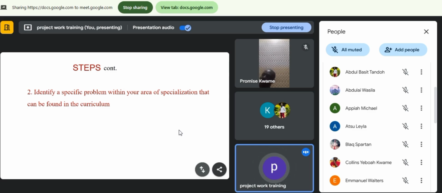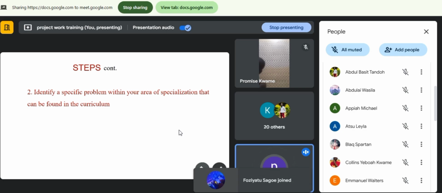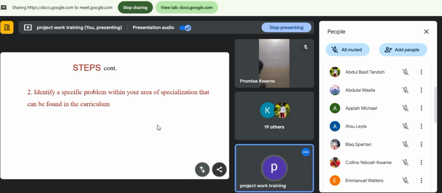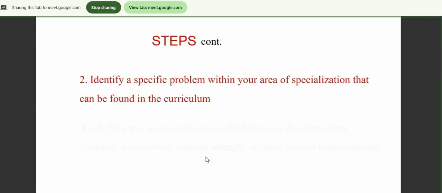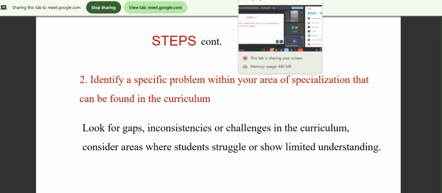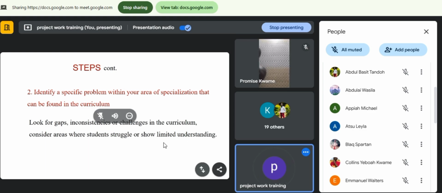So within the curriculum, we are looking at how best we can solve a problem that is in line with the curriculum, and also where students find it difficult to understand. That's the key aspect of choosing an action research topic. So take note. Let's look at it. You look for the gaps, inconsistency, or challenges in the curriculum. Consider areas where students struggle or show limited understanding. So before you can choose a unique action research topic, you must consider this step too.